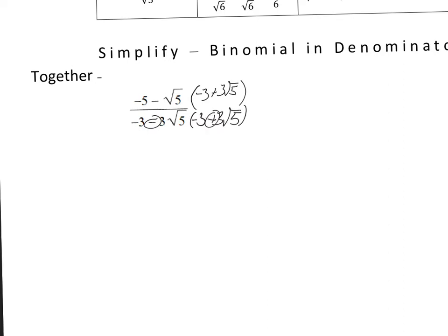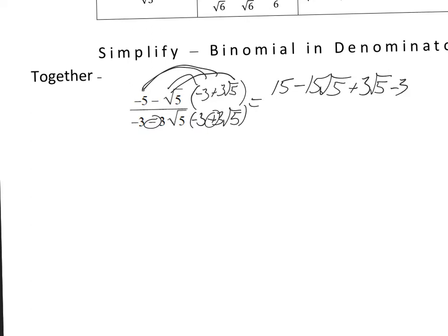So you always look at what this symbol is and then do the opposite over here. So let's go ahead and multiply these two together. -5 times -3, that's 15. -5 times 3 radical 5, so that's -15 radical 5. That is +3 radical 5. And that is -3 radical 25.